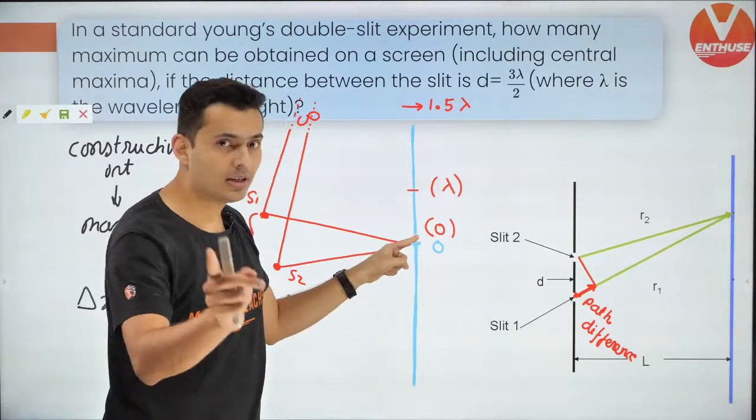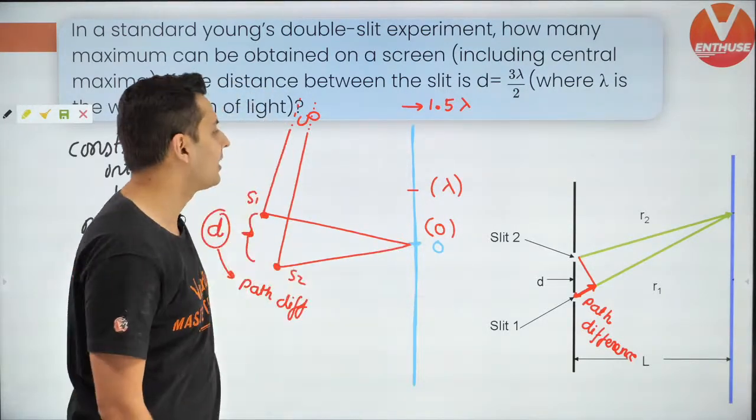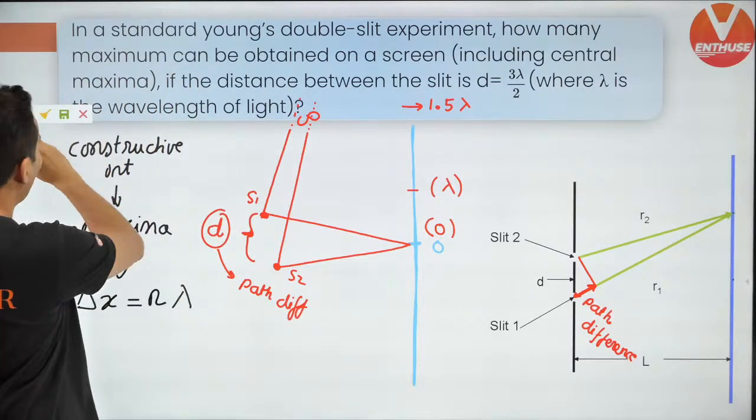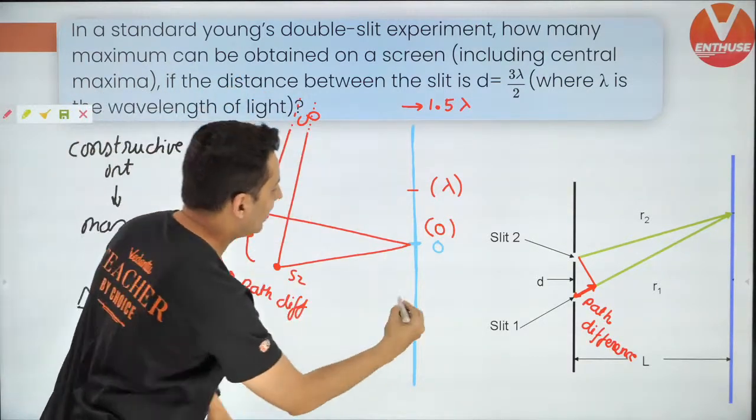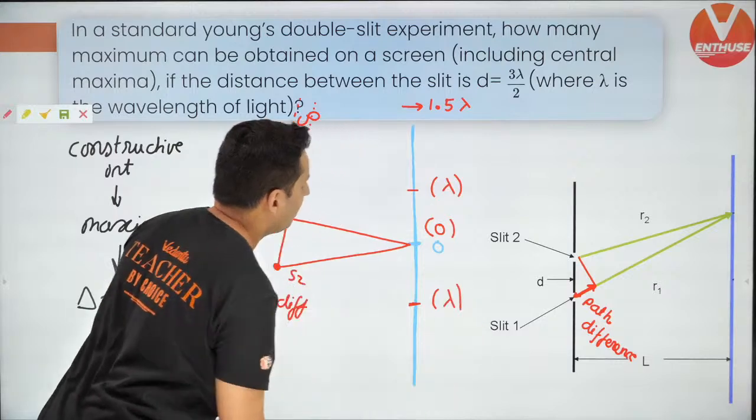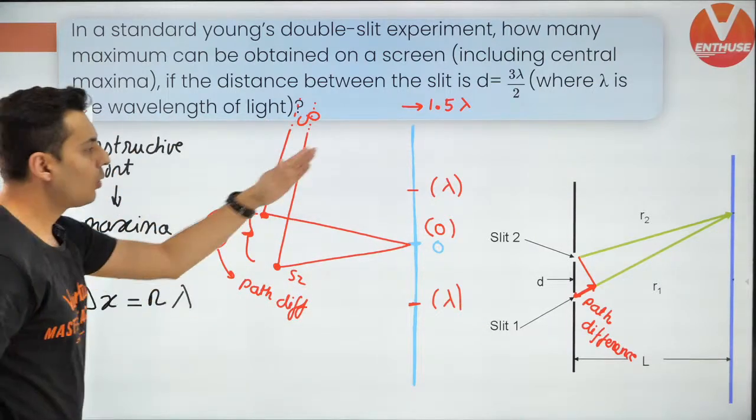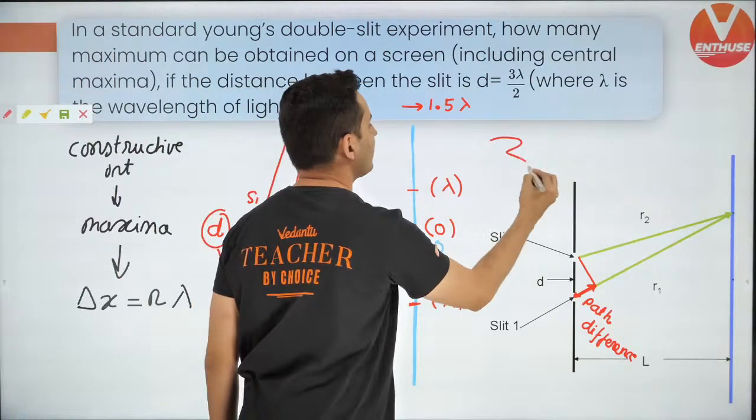Once here at the origin, and do not forget the replica over here. Yes, bottom. Whatever happens on the top will happen at the bottom. So there will be lambda path difference here also. So that means 1, 2, 3. So 3 times. So 3 is the answer.